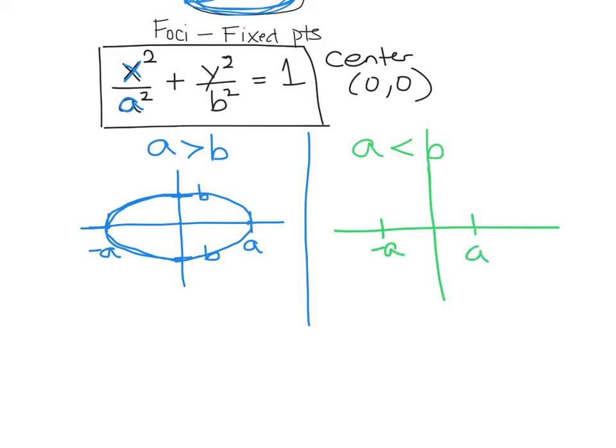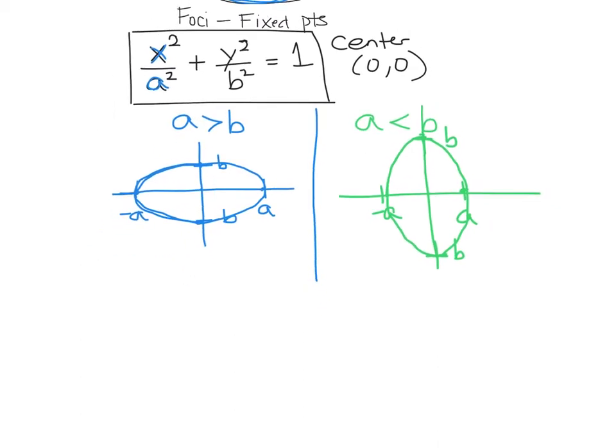But B is going to be farther away because B is bigger than A. And so what you get is you'll still get an ellipse, a distance of A left and right, and a distance of B up and down, but it's going to be longer up and down than it is side to side. Okay? All right, so let's talk about these pieces, these parts.